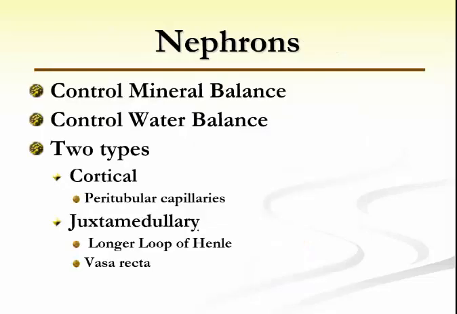Now, the nephrons were the structural and functional unit of the kidney, and they are ultimately responsible for the control of mineral balance, so various ions will be reabsorbed or excreted along the nephron tubules, as well as water balance control, which can be reabsorbed throughout the length of the nephron tubules. And there are two types of nephrons, and one is called cortical and the other is called juxtamedullary. The cortical nephrons and juxtamedullary nephrons are named so because of their position in the kidney.